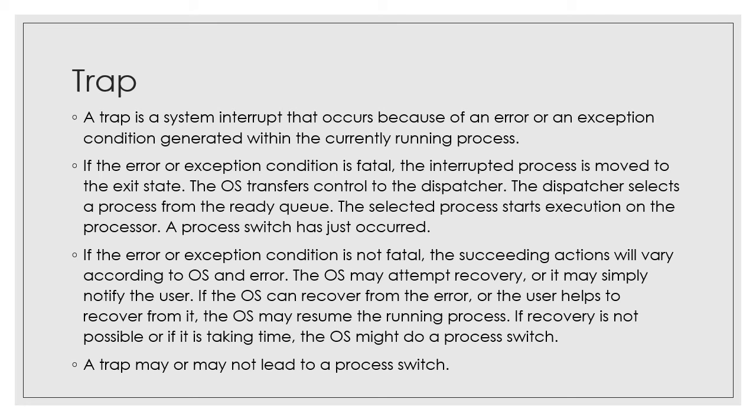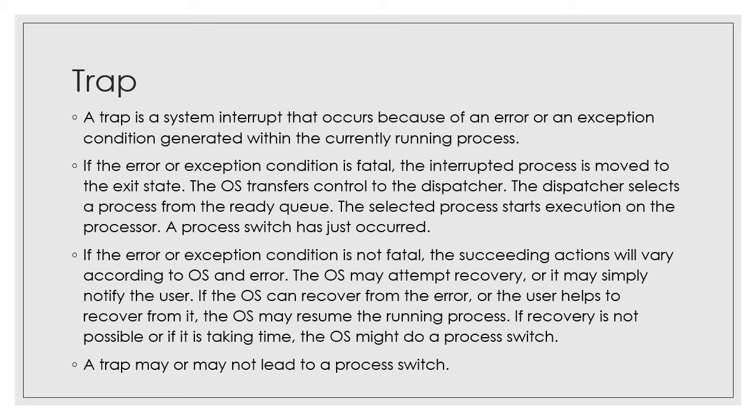The OS transfers control to the dispatcher. The dispatcher selects a process from the ready queue. The selected process starts execution on the processor, and a process switch has just occurred. If the error or exception condition is not fatal, the succeeding actions will vary according to operating system and error.